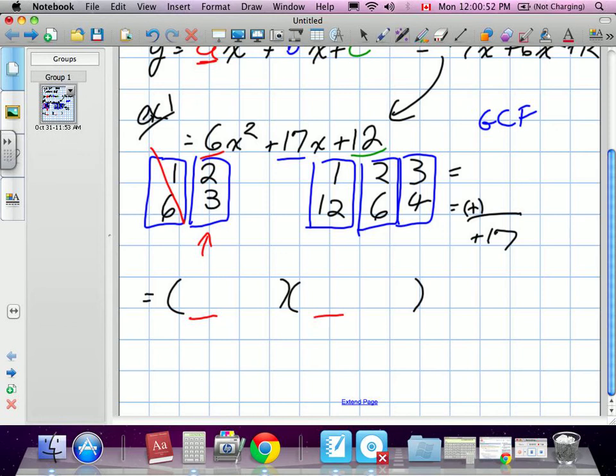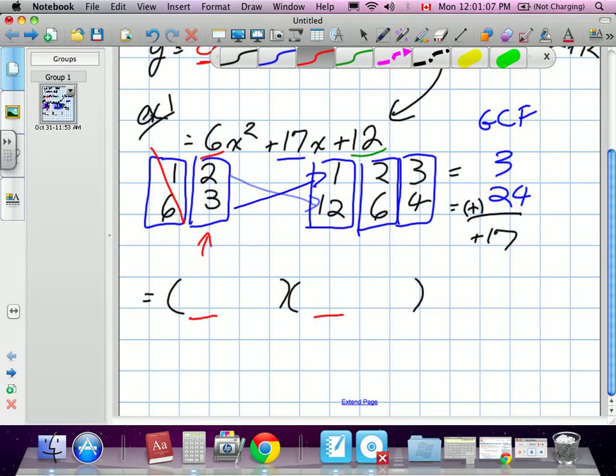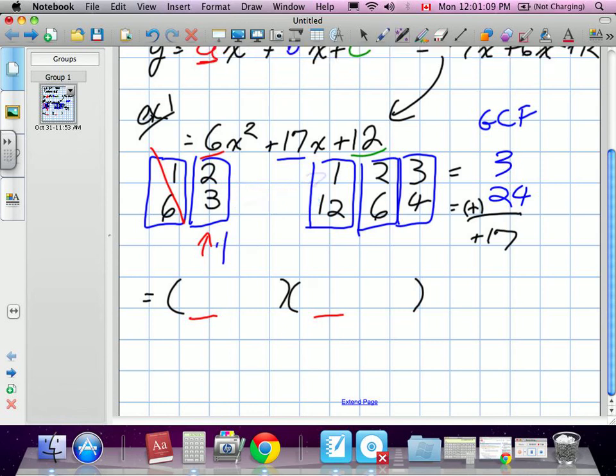2 times 1 and 3 times 12 gives us 2 and 36. No. 2 and 12, 3 and 1. That gives us 3 and 24. No. So, now since I'm down to my last set of first terms, and I know 12 and 1 didn't work, I can cross 12 and 1 out. I've tried it with both sets of first terms. It didn't work.